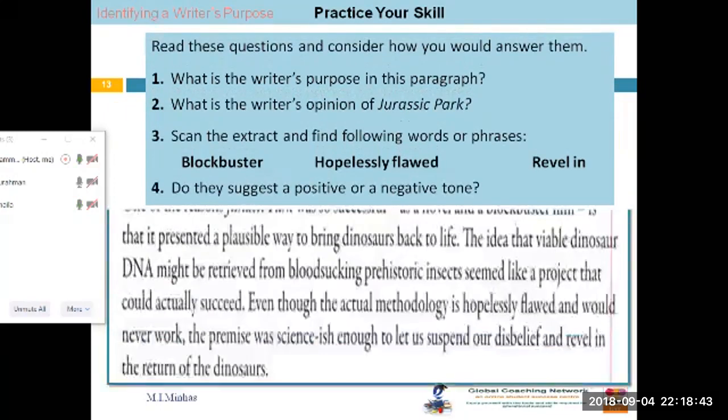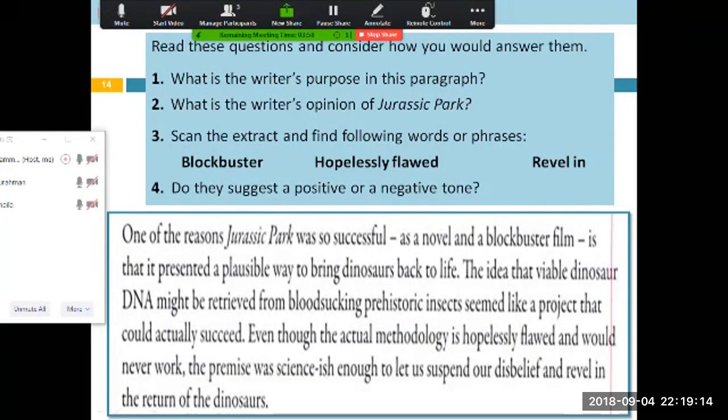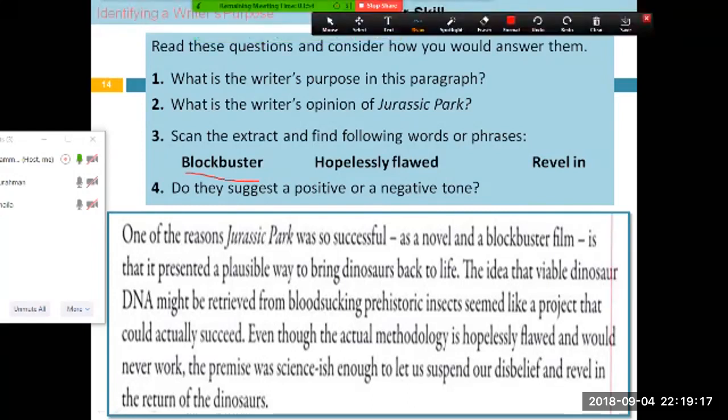Now, what is the writer's purpose in this paragraph? Just forget it for the time being, because I will give you some options and then you will tell me what the writer's purpose is, right? In the next slide, I'll give you some options for this question. What is the writer's opinion of Jurassic Park? Again, we'll talk on this. But can you tell me, does this word blockbuster give you a positive notion or negative notion? Saying a movie and novel, or a movie, is a blockbuster, is it a good thing or bad thing?